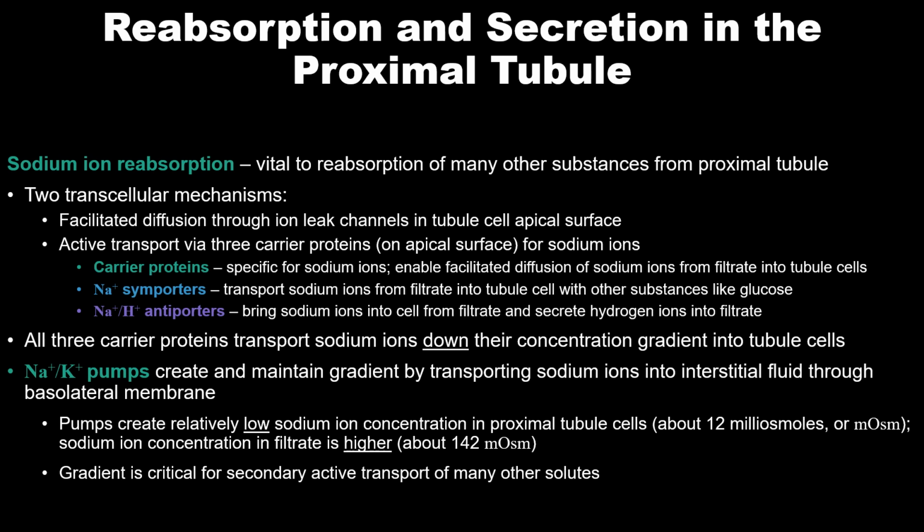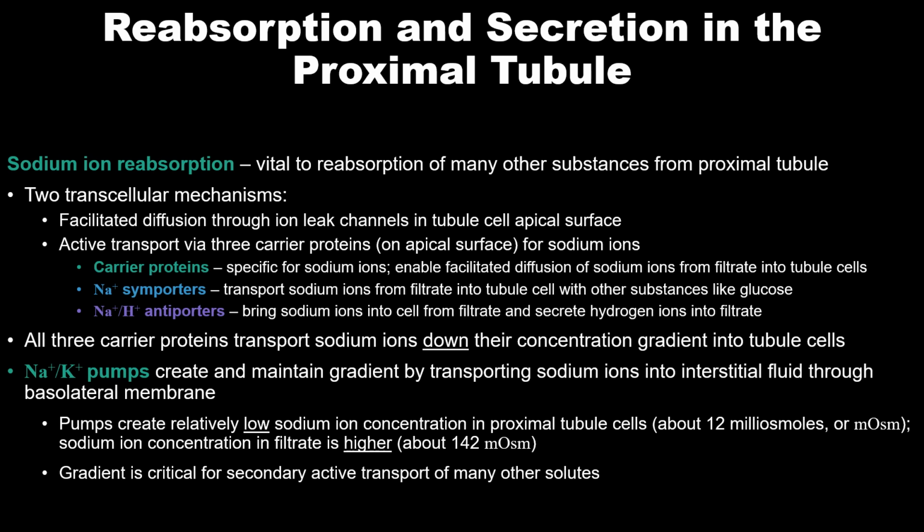There are carrier proteins specific for sodium ions that enable facilitated diffusion. There are sodium ion symporters that bring sodium ions from the filtrate into the cells with other solutes like glucose. And then there are sodium-hydrogen antiporters that will bring sodium ions into the cells while secreting hydrogen ions back into the filtrate. And it turns out that most of both the leak channels and these carrier proteins rely on a concentration gradient created by sodium-potassium pumps in the basolateral membrane.